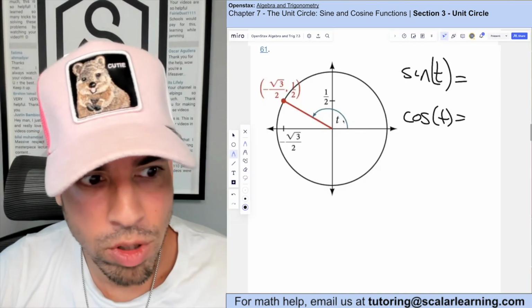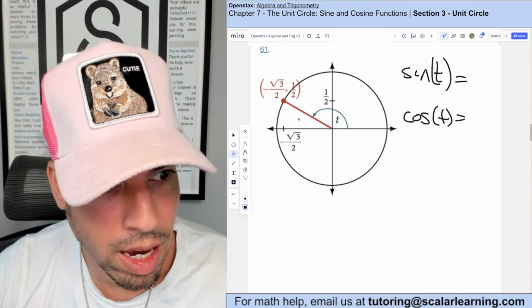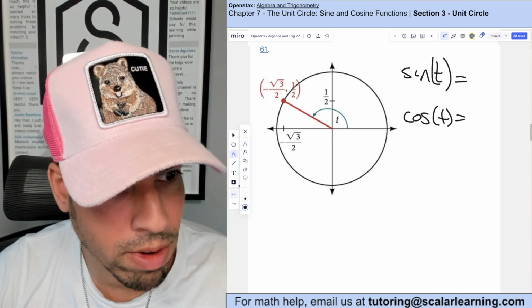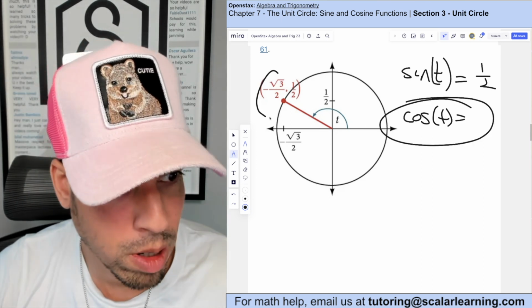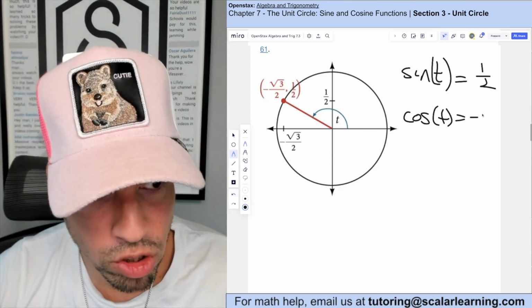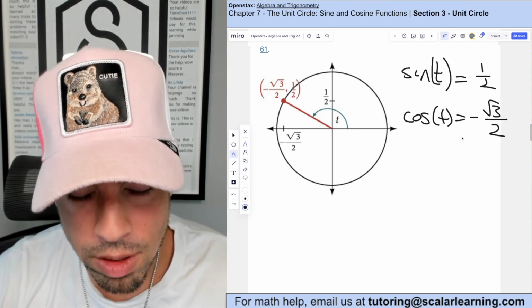And since this is the unit circle, the nice thing about sine of an angle is it corresponds with the y value of that coordinate on the unit circle. And for cosine, it's going to correspond with the x value of that coordinate, which is going to be negative rad 3 over 2. That's how you do it.